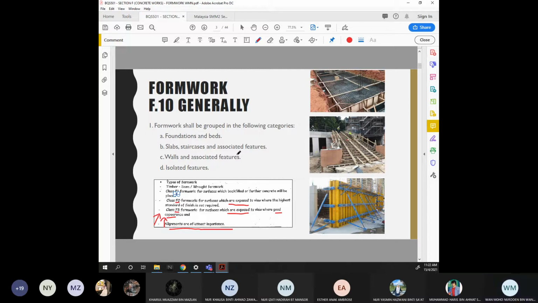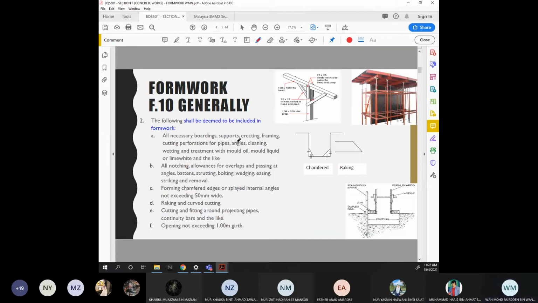Okay, number 1. And then number 2. The following shall be deemed to be included in formwork. Shall be deemed to be included, maksudnya termasuk sekali, tak perlu dikira asing lah. A. All necessary boardings, support, erecting, framing, cutting preparation for pipes, angle, cleaning, wetting, and treatment with mold oil, mold liquid, or lime white, and the like. Maksudnya kerja-kerja ini adalah kerja-kerja untuk menyiapkan kita punya formwork sebelum kita pour the concrete lah.